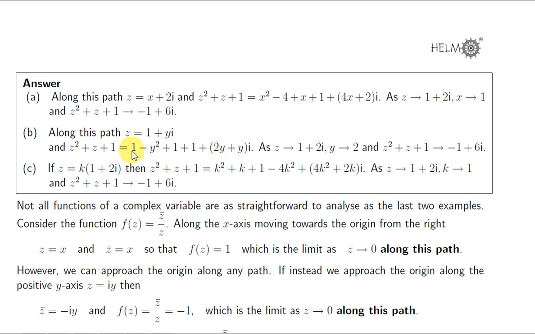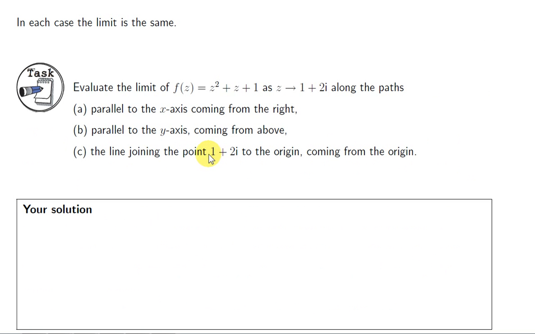If you plug 2 in for y here, you'll get 1 minus 4, which is minus 3, plus 2, which is minus 1. And over here, if you plug 2 in, you get 2 2s are 4, plus 2 is 6. So again, we get minus 1 plus 6i. Finally, our path is a line joining the point 1 plus 2i to the origin.